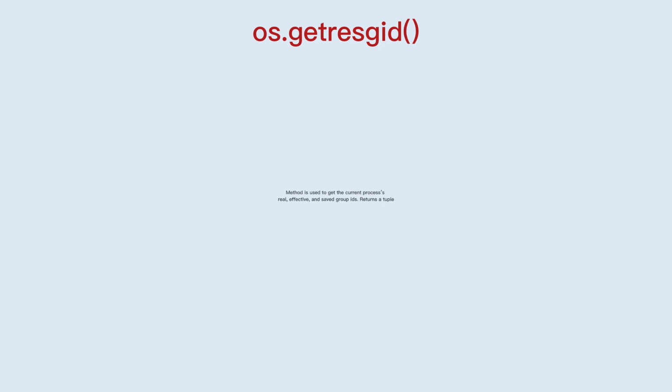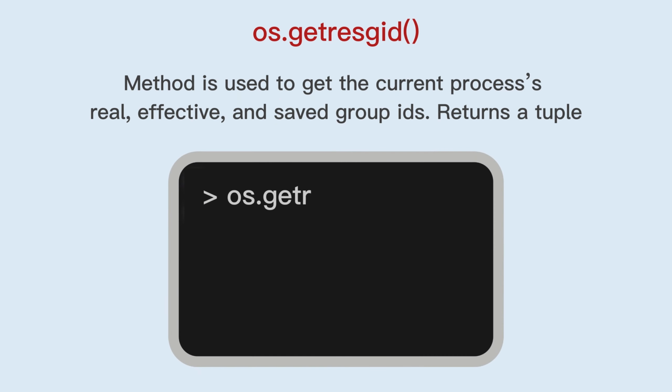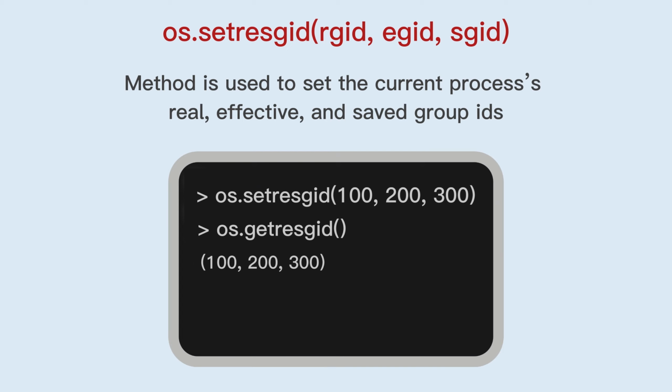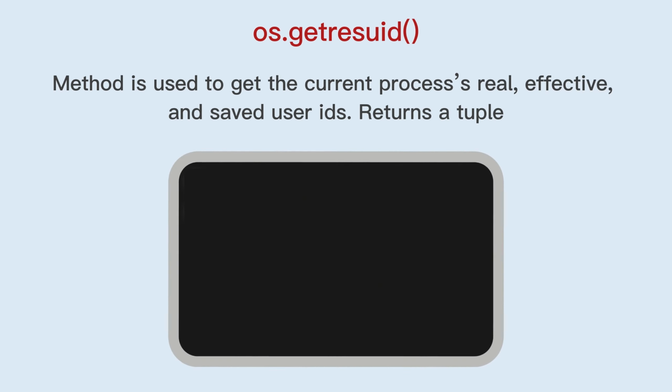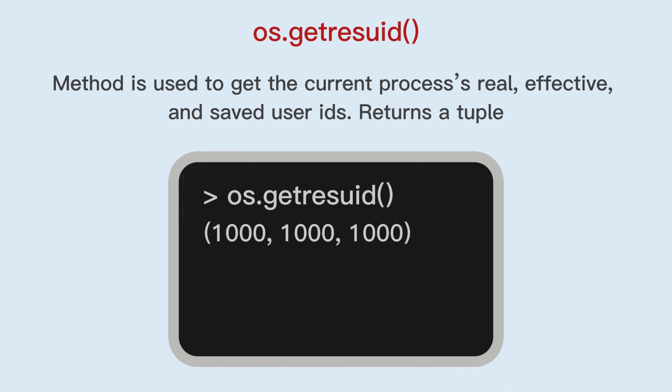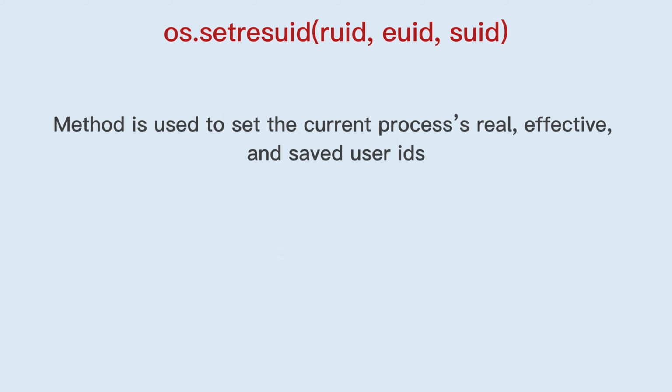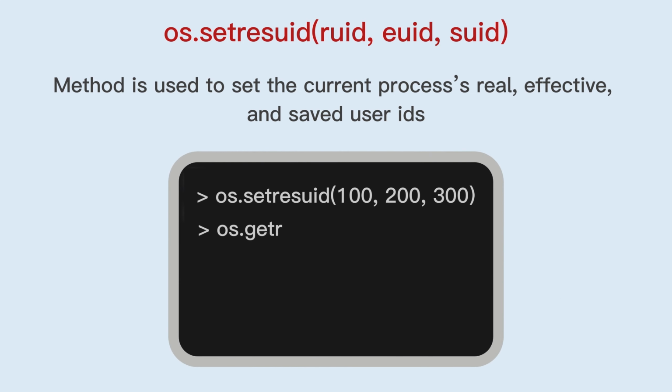os.getresgid: this method is used to get the current process's real, effective, and saved group ids. Returns a tuple. os.setresgid: this method is used to set the current process's real, effective, and saved group ids. os.getresuid: this method is used to get the current process's real, effective, and saved user ids. os.setresuid: this method is used to set the current process's real, effective, and saved user ids.